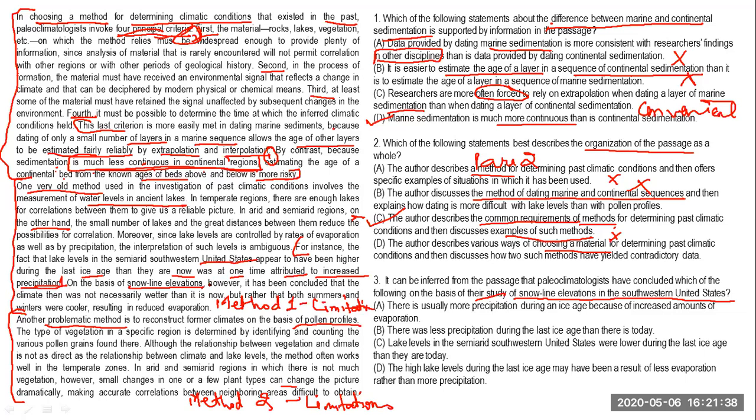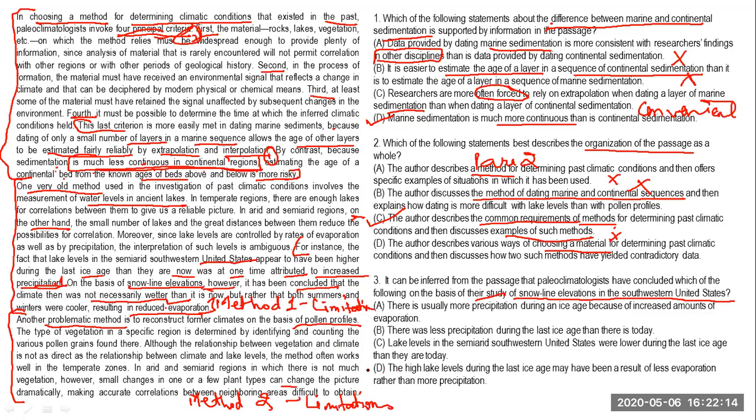Higher lake levels was because of increased rainfall, it was believed. On the basis of snow line elevations, however, it has been concluded that climate was not necessarily wetter, so there was no more rainfall. Now it is believed that rainfall was not greater, but rather both summers and winters were cooler, resulting in reduced evaporation. Okay, so the reason now believed is reduced evaporation rather than increased precipitation.